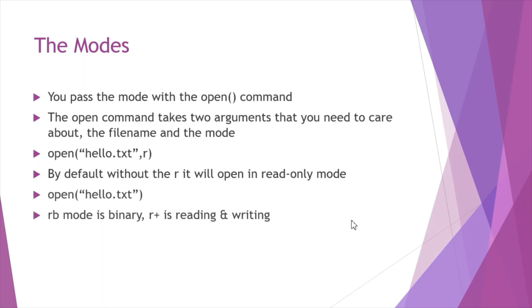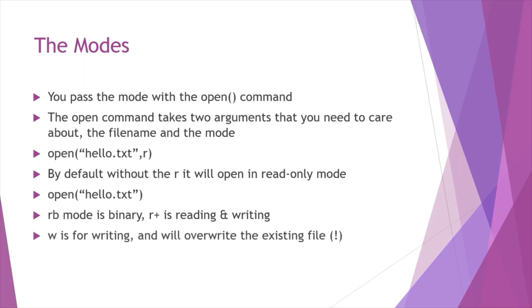RB mode, so anything with B on the end is basically binary. So RB, WB and AB are for binary reading and writing. Just remember that if the exam asks you to read or write from a binary file, which it may do. R plus is again text, and it's reading and writing together. And you can obviously have RB plus, so all these things tend to go together.